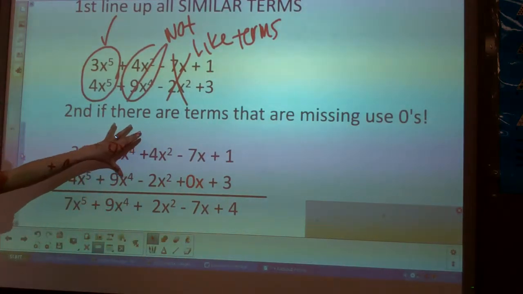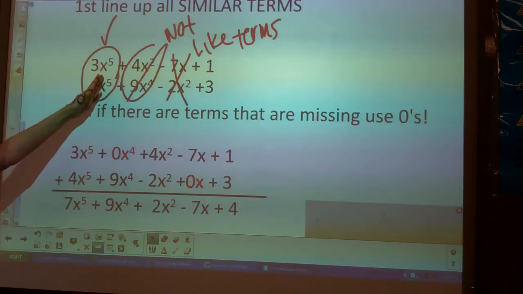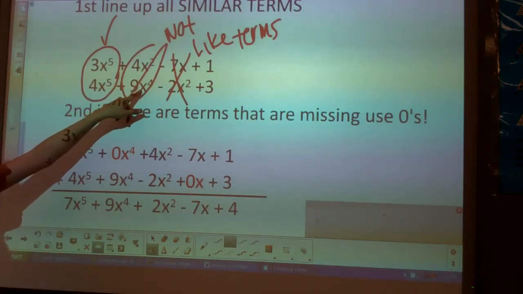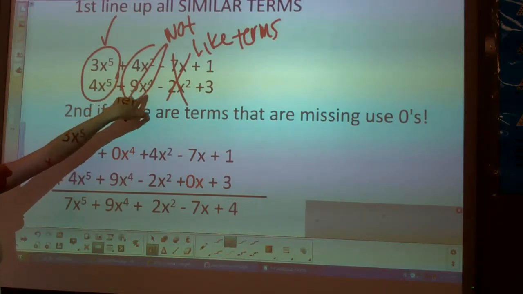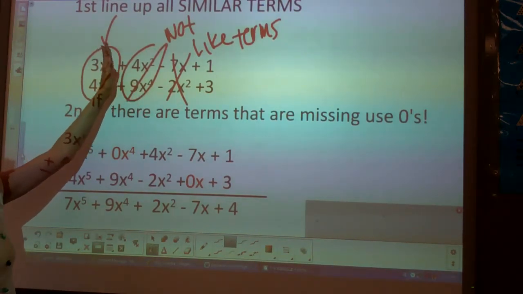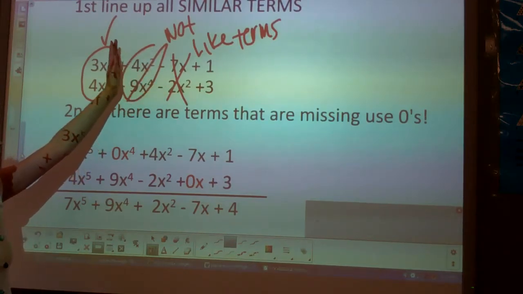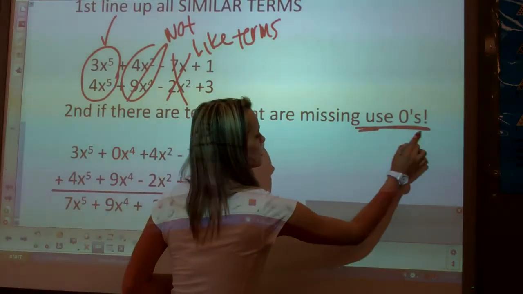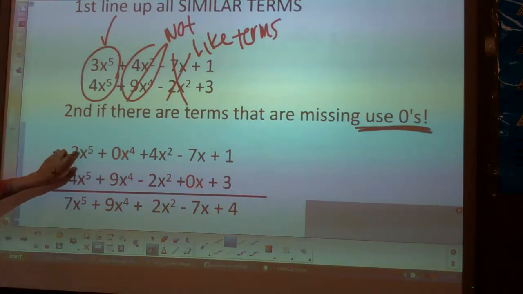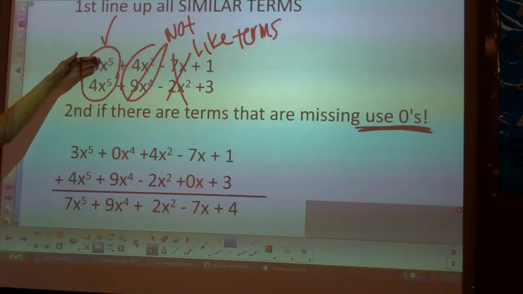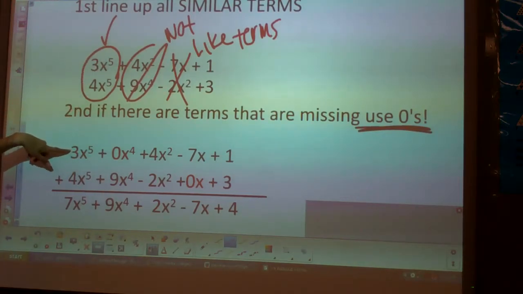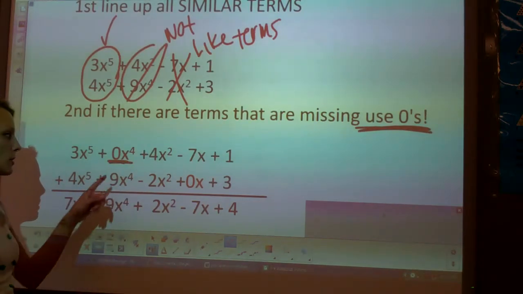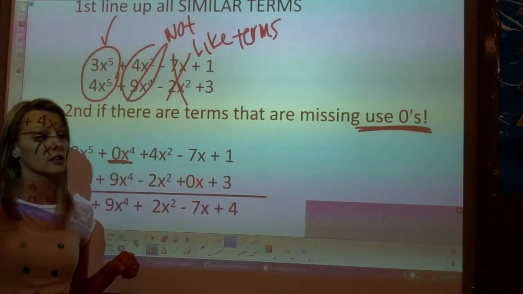So next, instead of adding straight down, for example, you cannot add an x to the fourth plus an x squared. So we need to make a space in our first polynomial for an x to the fourth. And we're going to do that using zeros. So in our first polynomial, we copy it down like usual, 3x to the fifth. But we don't have an x to the fourth in the first polynomial, so we just write plus 0x to the fourth.